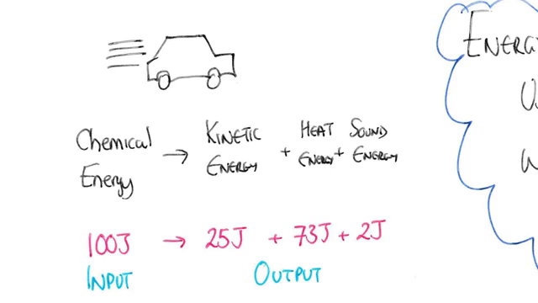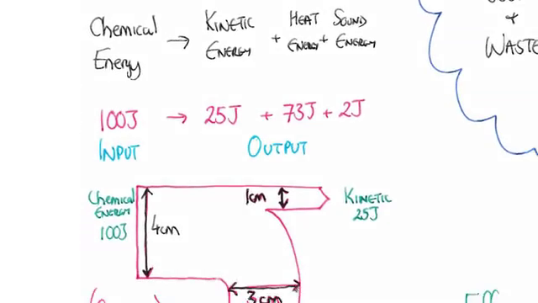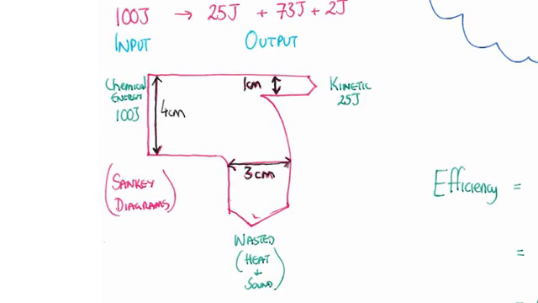And if you add up the energy on the right hand side, it equals the energy on the left hand side. We call the energy that you gave the car input energy, and the output is what comes out of the car engine as a result, which is moving energy, heat energy, and sound energy. This can be represented in a diagram called a Sankey diagram.